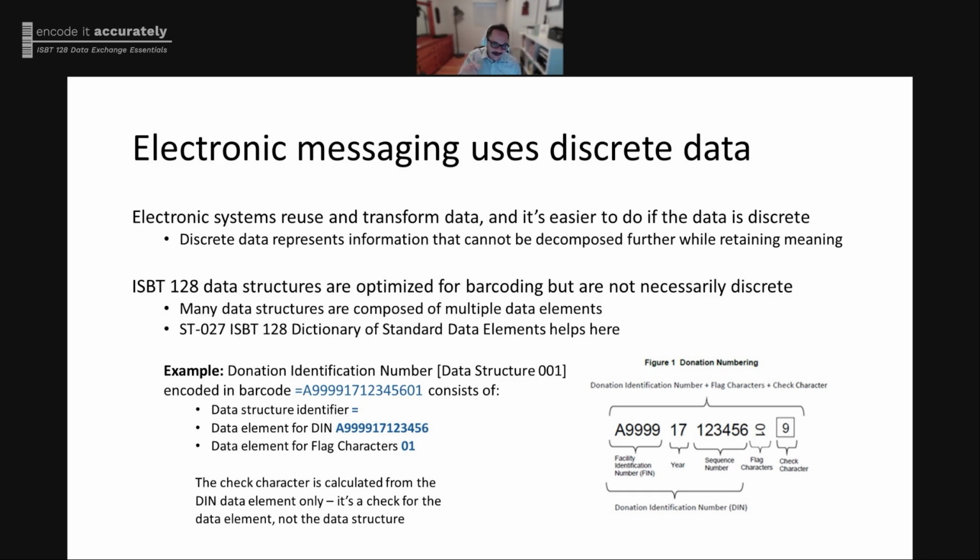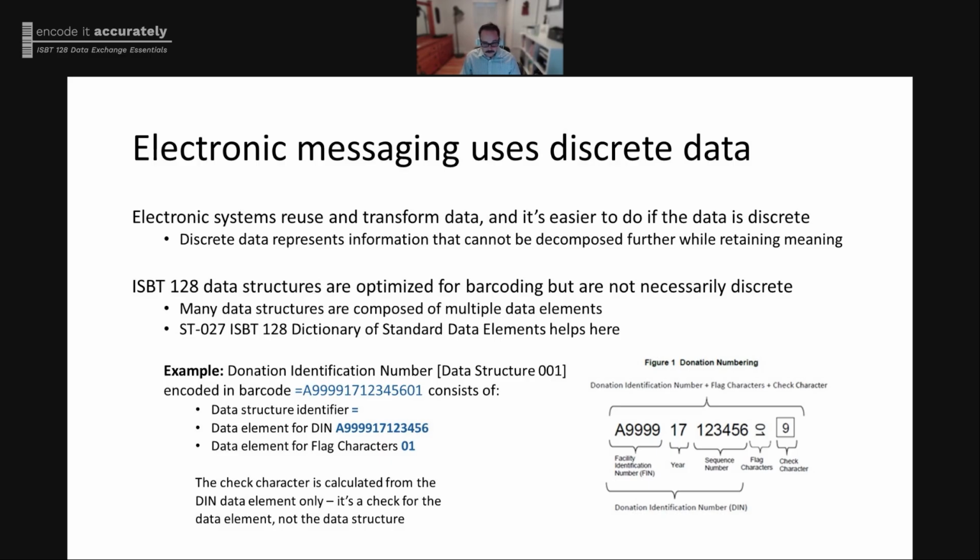But in reality, this data structure is made up of multiple data elements, the DIN itself, and the flag characters that can further characterize the collection. This is also why we don't use the flag characters for the check calculations. This is something that we get asked all the time, actually. It's because the flag characters aren't actually a part of the sequence identification. And so there are many ISBT 128 data structures like this, and understanding this detail is really key for both effective labeling and building reusable, accurate integrations.